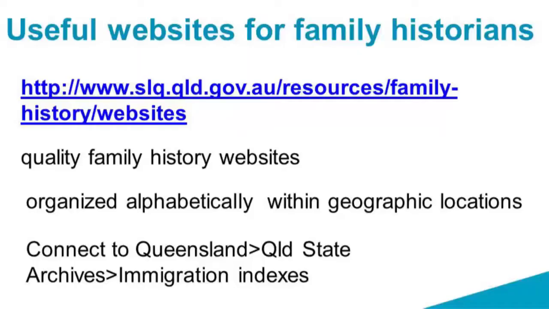Another thing to be aware of, we have a web page on our website called Useful Websites for Family Historians, and these have a number of the websites that we use. We've made sure that they're quality websites. They're organised alphabetically within the geographic locations. The first one we're going to have a look at on this slide is the Queensland State Archives. So if you're wanting to access it from this website, you'd go to Queensland, locate Queensland State Archives, and in that there is a link to the immigration indexes.